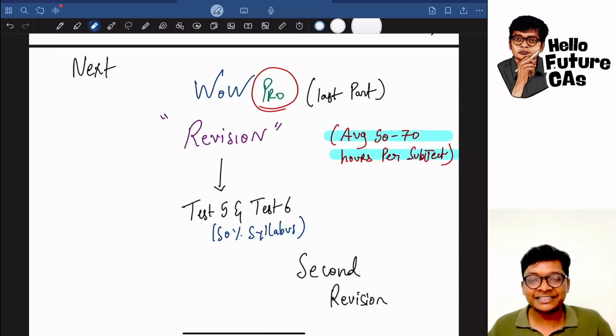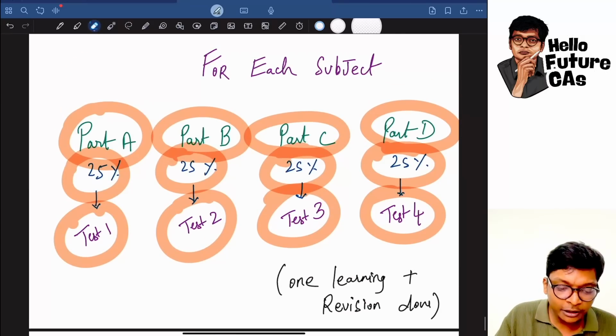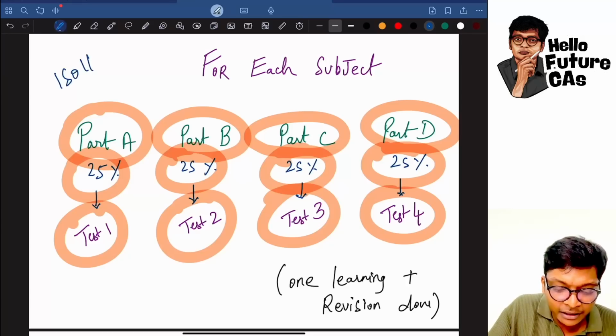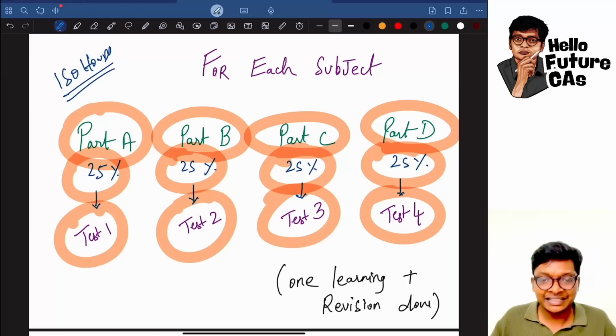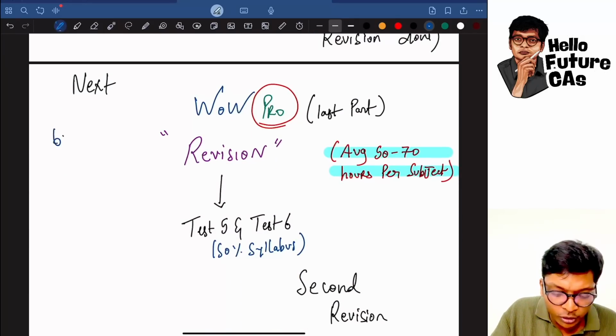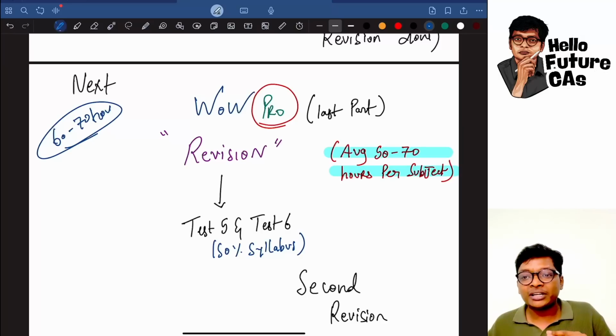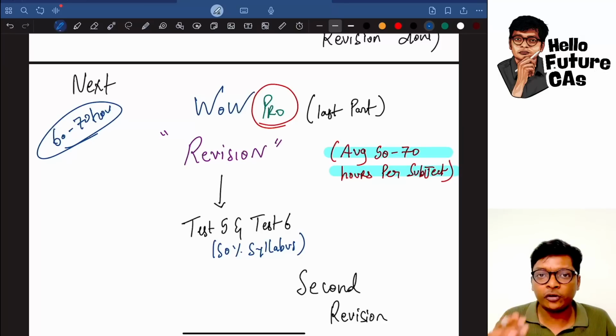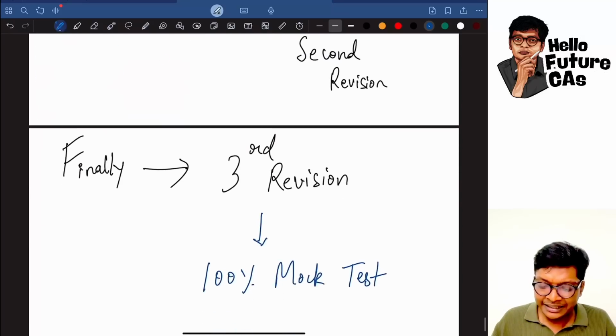Sir, what happens next? Now, first, for a particular subject like advanced accounting, in the first learning, you would have spent 150 hours, guys. In the second learning in the Wow Pro, you will be spending only roughly 60 to 70 hours. That means you are spending only half the time. Same way for all the subjects, guys. Okay. Next, what happens?